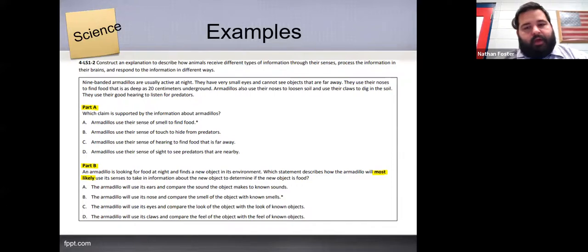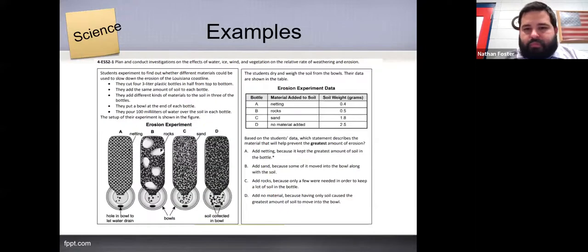So again, very similar to social studies, they're having to go in, they're having to pull that information from the material and then essentially prove their answer with that material. So again, you see in part B, what's most likely. So all of those are kind of close, but what's most likely, they have to support their answer there.